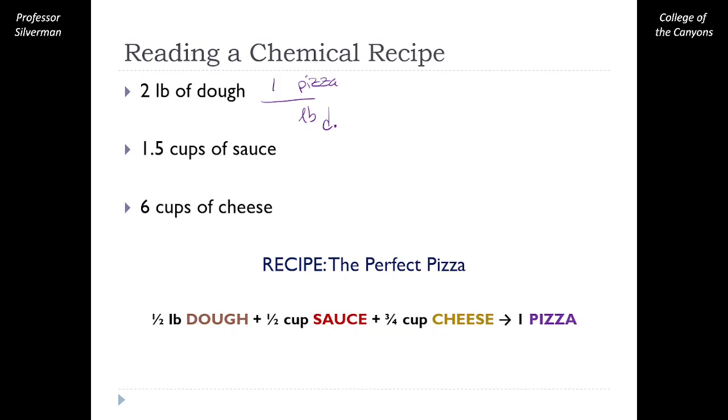One pizza requires half a pound of dough. It looks like our dough is enough to make 4 total pizzas. For our sauce, we need to have 1/2 of a cup of sauce to create one of our pizzas. And so with our sauce, we can only make 3 pizzas.